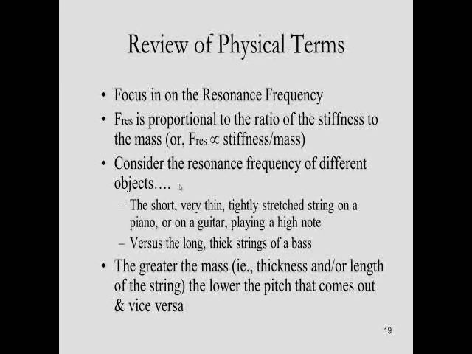Why? Because what's being set into motion there is the volume of air inside the instrument itself, inside the tube that that instrument contains. And so a flute has a lower pitch in general than a piccolo, because the piccolo holds much less air. The mass of its vibrating component, the air inside of it, is much lower. Therefore, it vibrates much more rapidly.